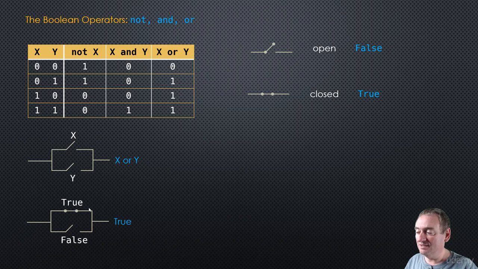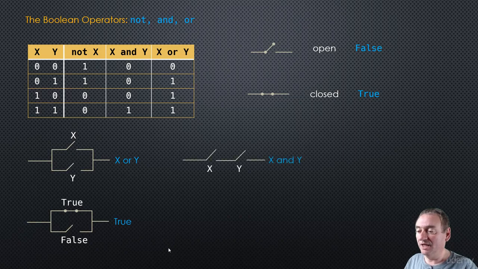So if x is true, it doesn't matter what the state is of the second switch. The result will always be true. And in fact, we see that here. Right? If x is true, then the OR is always true, irrespective of what y was.